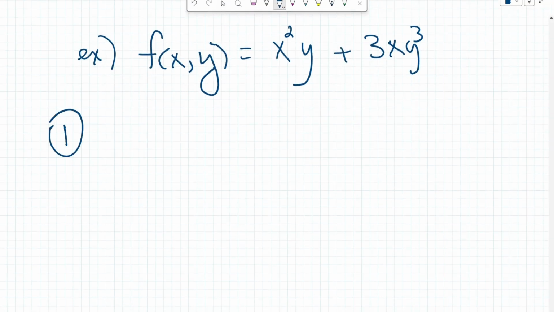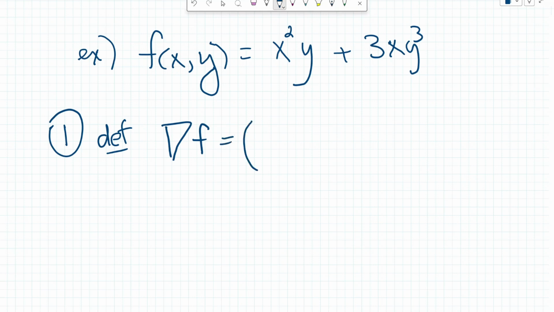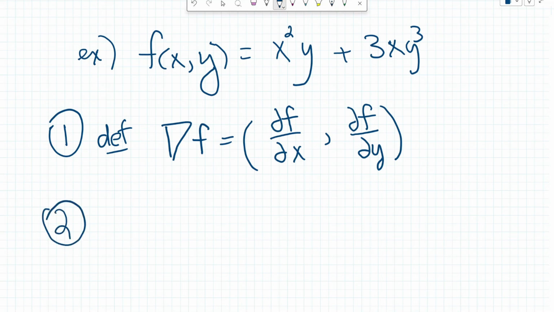Step one is let's look at the definition of the gradient. Let's rewrite that so we have that as a reference point. Again, we're going to use the upside down triangle notation. So this is the gradient of f equals the partial derivative of f with respect to x, and then the partial derivative of f with respect to y. Again, this is a collection of partial derivatives. Okay, we got our step one. Step two, we want to compute our partial derivatives.